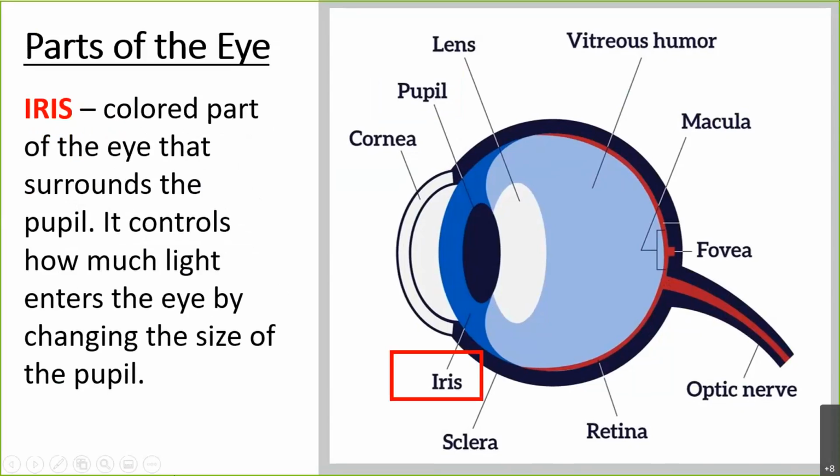Then there's the iris. So around that black dot, you have some more pigmentation around that area, and that's called the iris. And that's the colored part of the eye. So usually for most of you, your eyes are brown, but it can be blue, green, depending on your ethnicity. So it's the colored part of the eye that surrounds the pupil, and it controls how much light enters the eye by changing the size of the pupil.